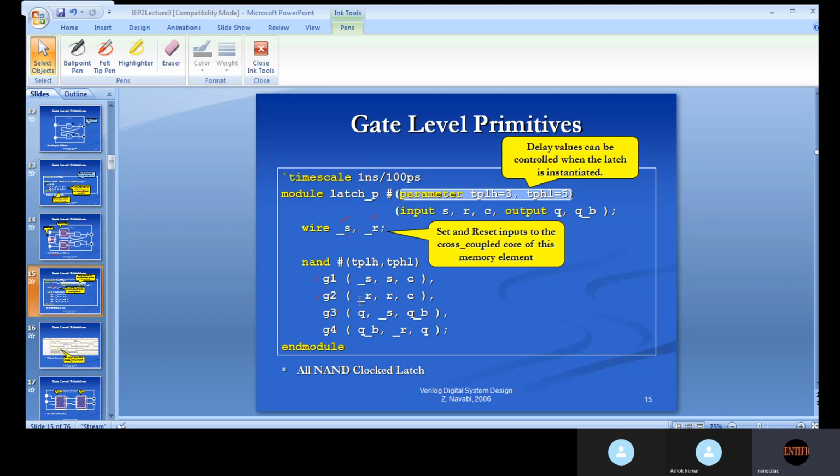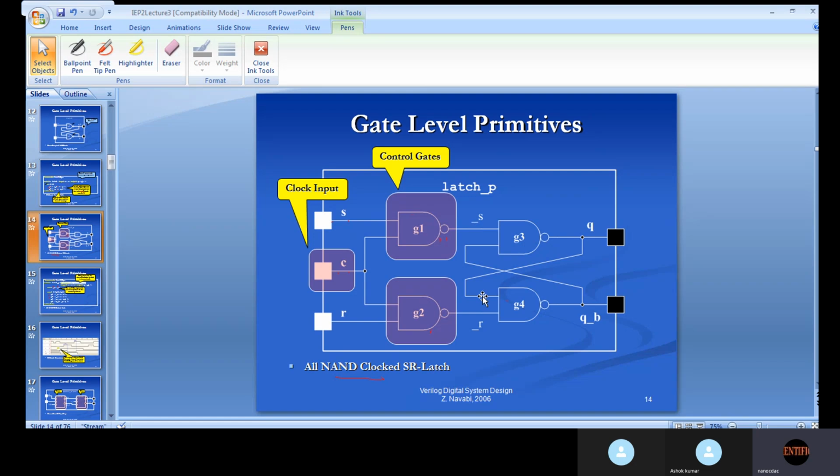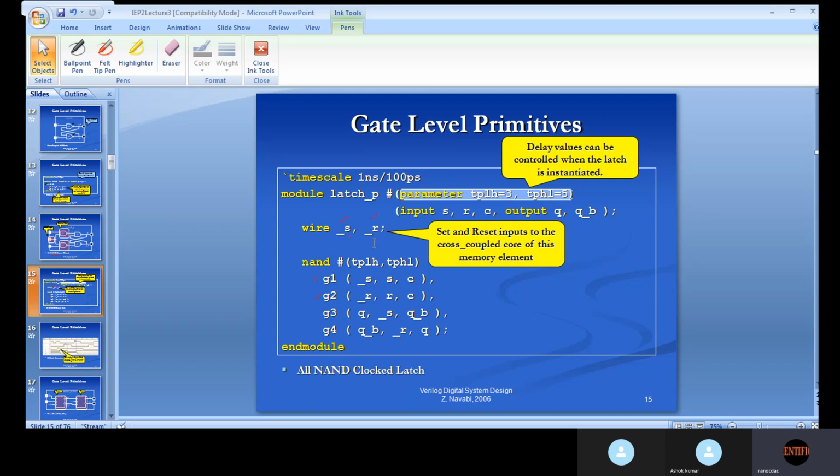After that here wire S R also. So this is dash S dash R. These are nothing but you are treating them as intermediate wires. S, C and R are the inputs. So you can see S, C and R are the inputs. Outputs are Q and Q bar. And here what is this statement? Can you tell me? We have already seen it many times.